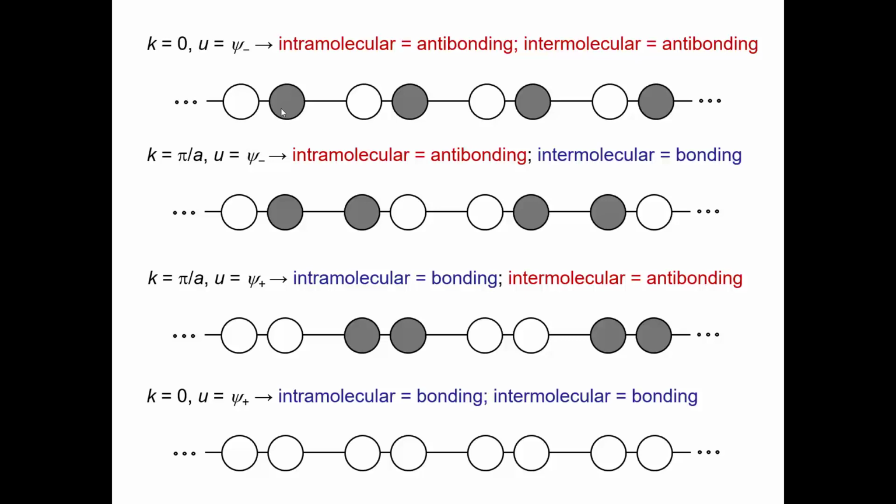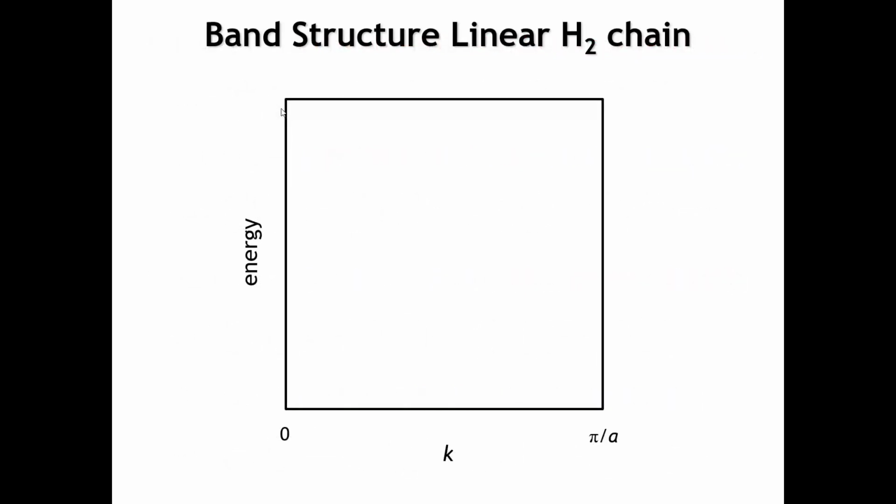With these 4 crystal orbitals ordered in terms of energy, let's make a crude sketch of our band structure. Let's put first our bonding MO at k equals 0. That's the lowest energy orbital. And then our bonding molecular orbital at pi over a. You can see I've put them where I have on the band structure diagram because k is the x-axis here.